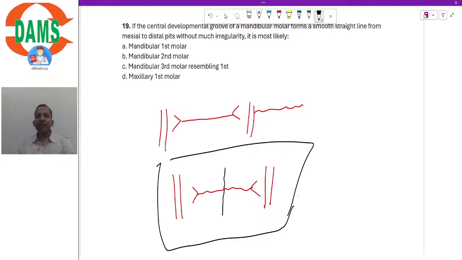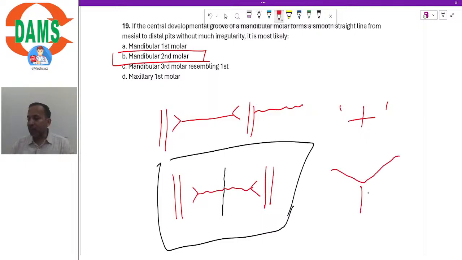Yes, very good. It is the mandibular second molar, isn't it? As we have discussed, mandibular second molar shows a cross or plus shaped central groove pattern. So the central groove runs more or less straight from mesial to distal triangular fossa, right? In case of first molar, the groove is Y-shaped, so it is more irregular. And the third molar, again, it has a variable anatomy. It could resemble first molar, it could resemble second molar, or it might have some other unique pattern. Is it clear?